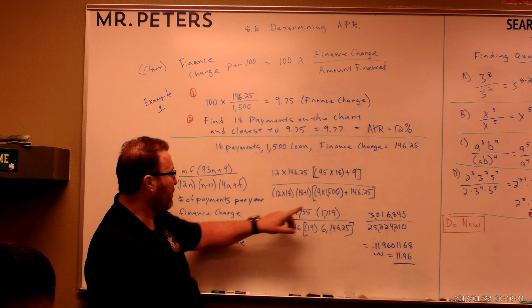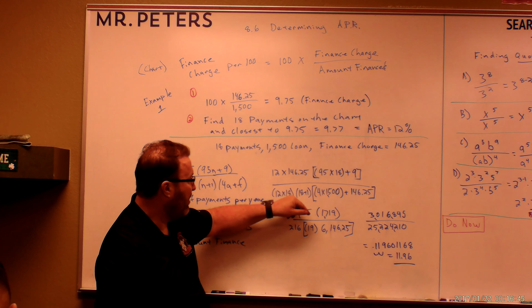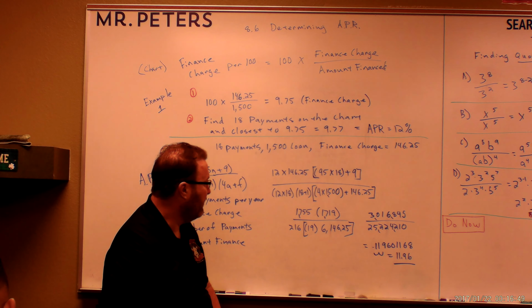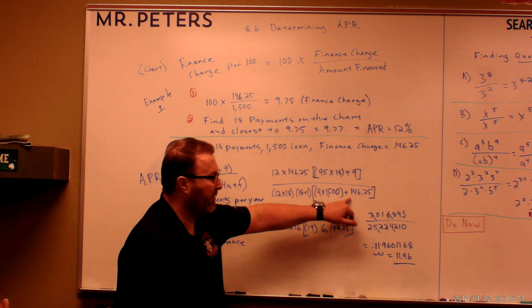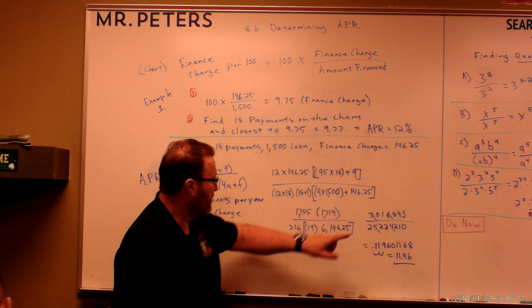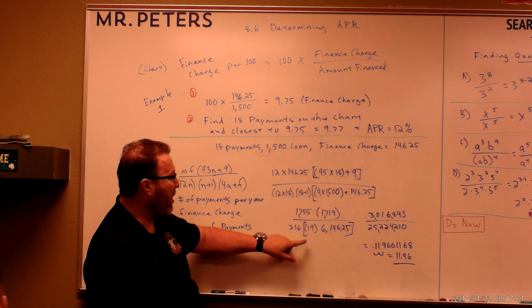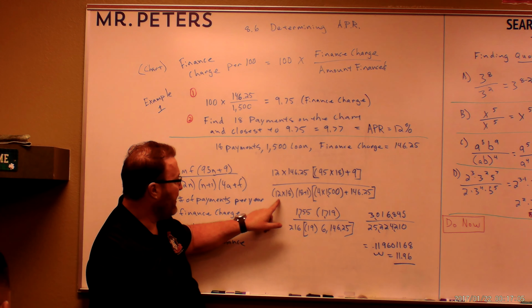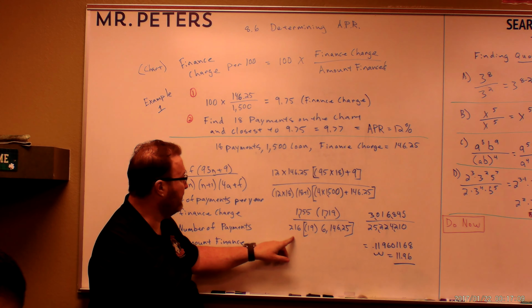In your calculators, well, let's do this first. 4 times 1,500 is 6,000, okay, plus 146.25 is 6,146.25. Okay, so there's all that, right? Now, what we have left is this 18 plus 1, which is 19, and then 12 times 18, which is 216, right? Put this in your calculator, check it.